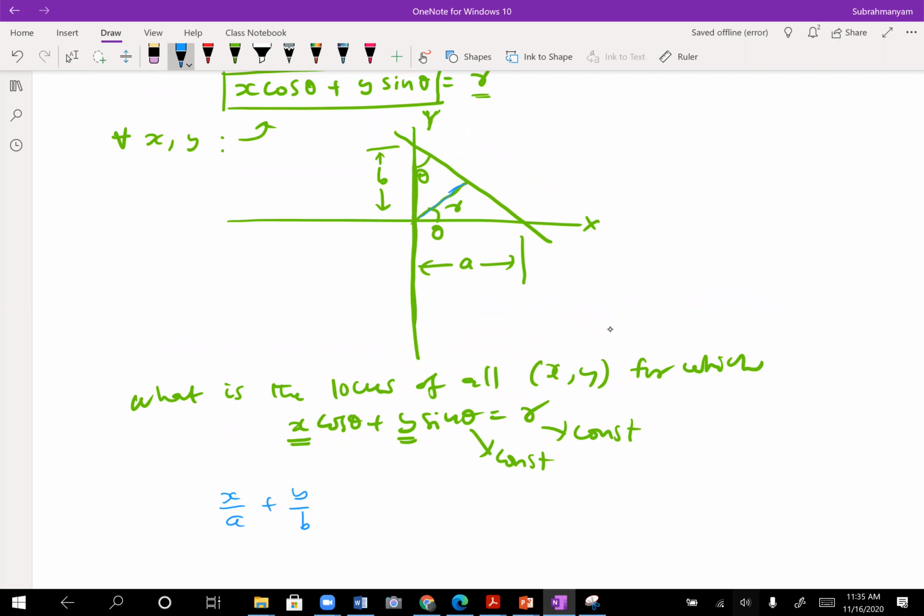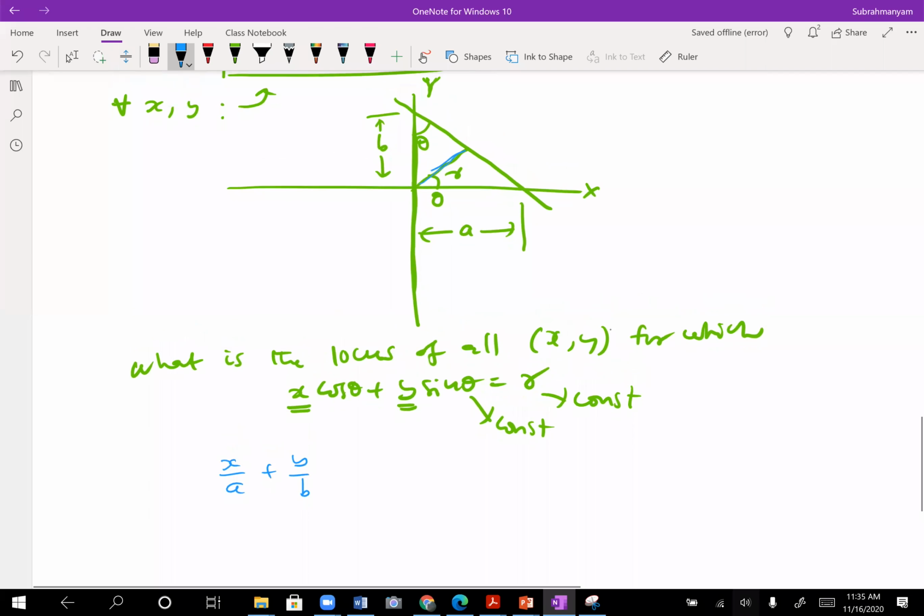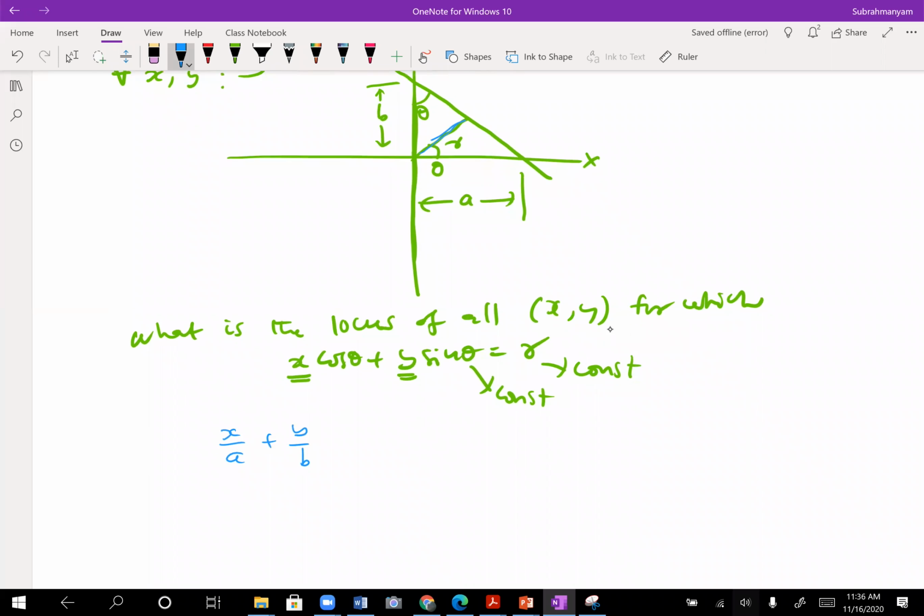Now, I would like to get to the A and B values. I know this is R, this is theta. So first you take here, for example, cos theta. All I want to do now is express A and B in terms of theta and R. That's what I would like to do now.